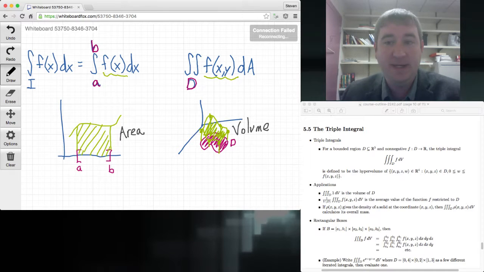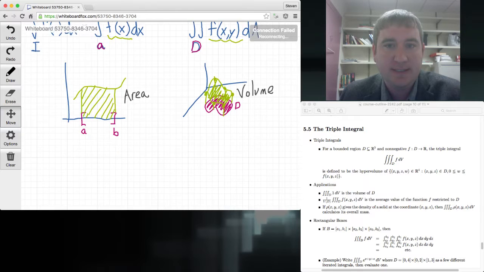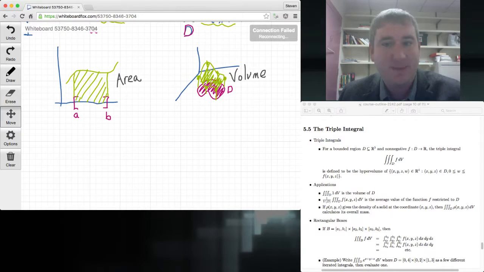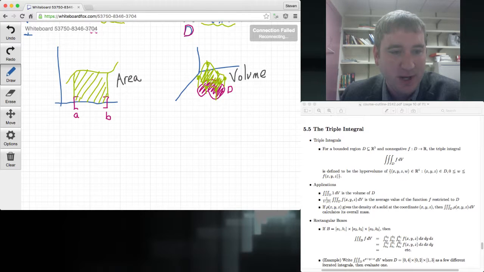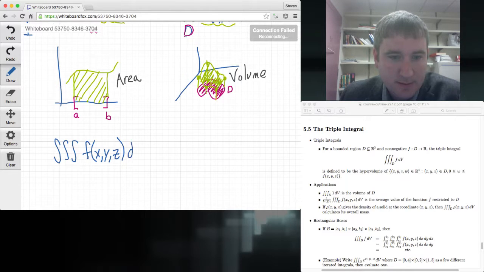So we'll define the triple integral. It's probably what you'd expect. I just need to draw a four-dimensional object. Gosh, that's going to be a hard sell, I understand. But that's what it is. It's a four-dimensional object. Oops, only three of them. So it's a triple integral of a function f of x, y, z dV over a region D. And that's going to be this sort of picture.